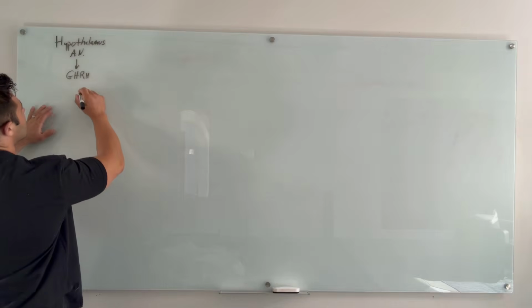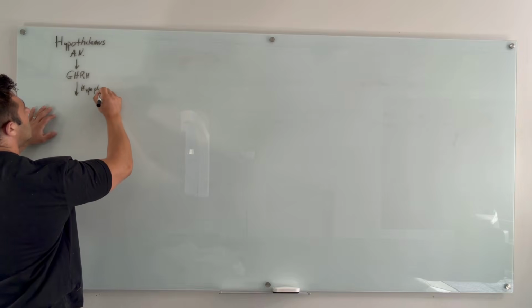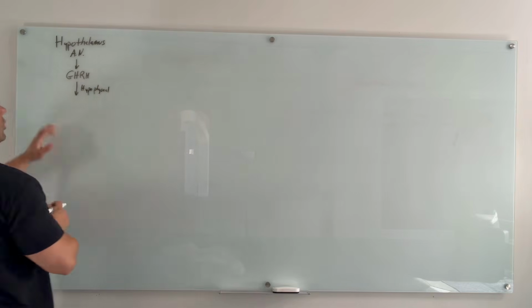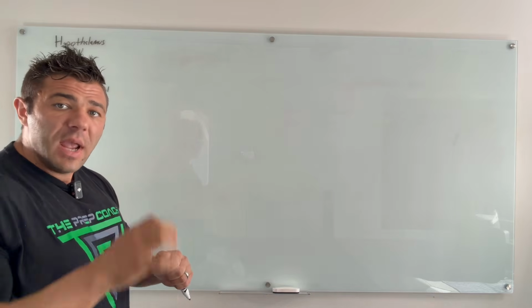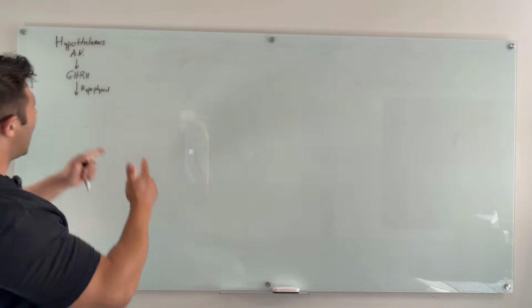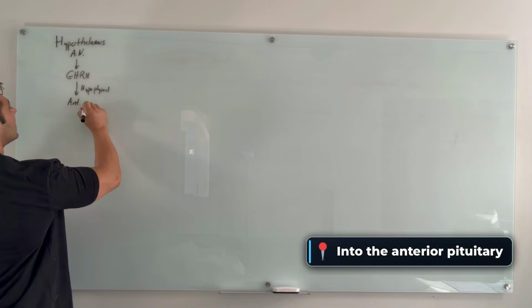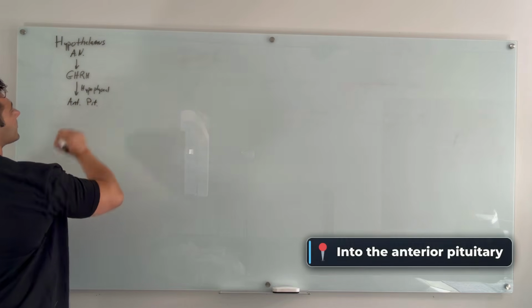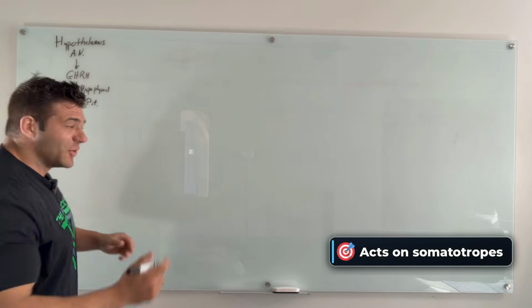It's going to go through the hypophyseal portal system, which is basically like the vascular tissue and kind of like a causeway between the hypothalamus and the actual anterior pituitary. Now in the anterior pituitary, it's interacting with somatotropes, right?